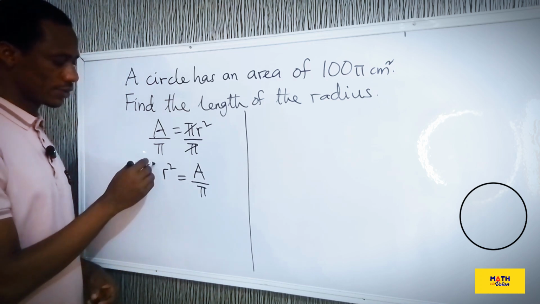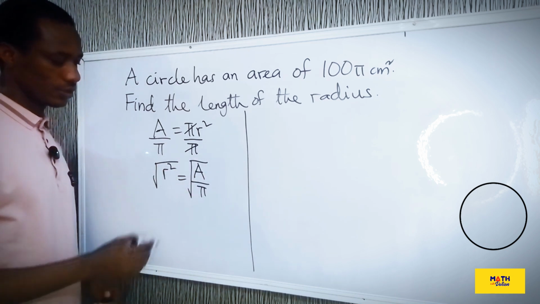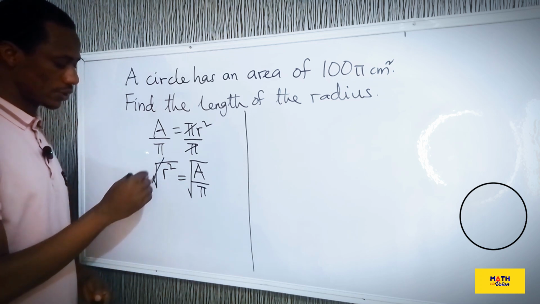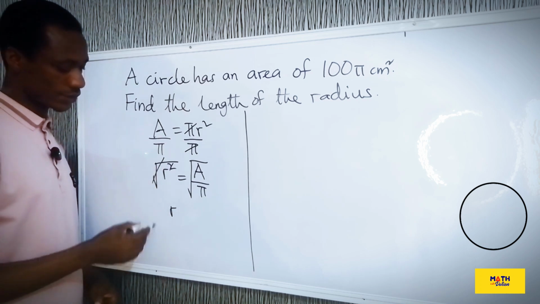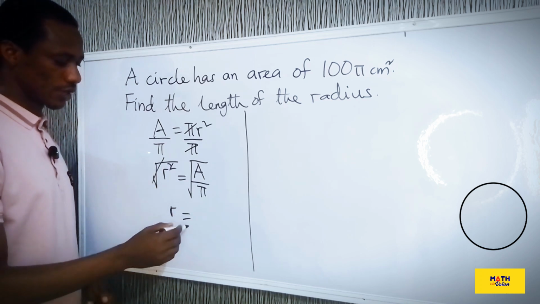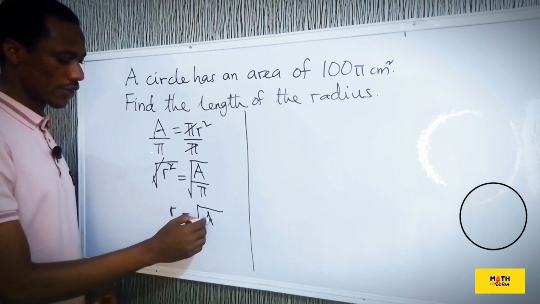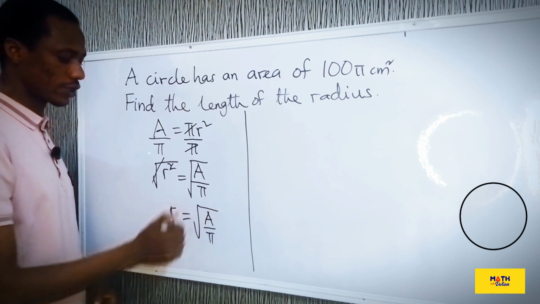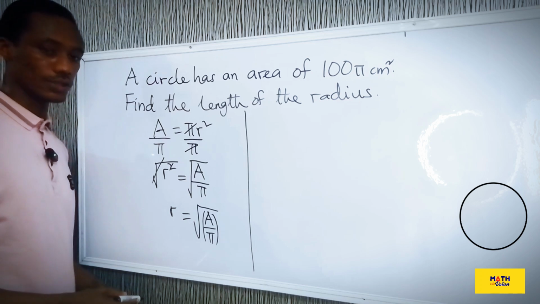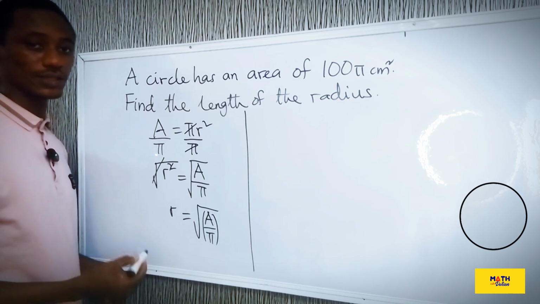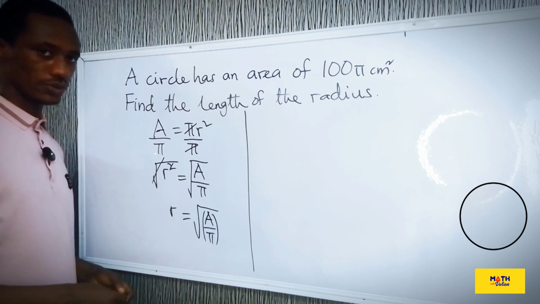All right, so that means we take the square root of r squared and the square root of area divided by pi. So here we have only the radius. The square root of r squared is r, and that will give us the square root of area divided by pi. So that's the formula. Remember, the square root affects both the numerator and the denominator. So that's the formula for calculating the radius of a circle whose area is given.